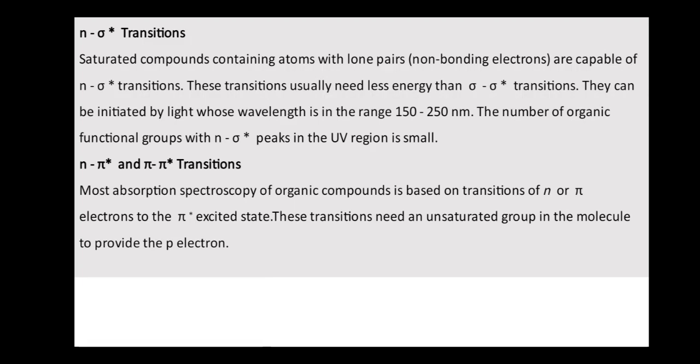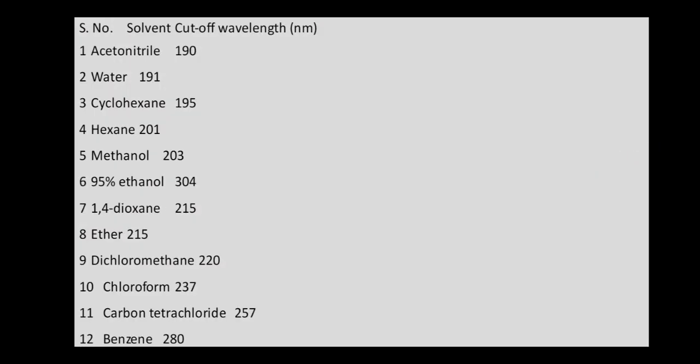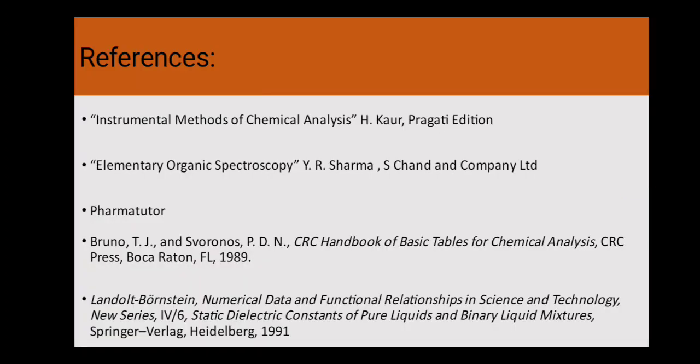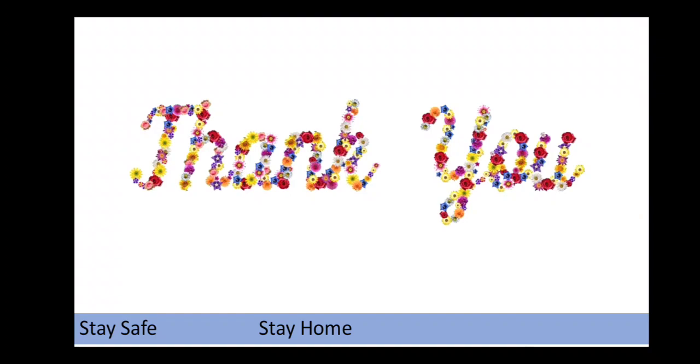Most of the absorption spectroscopy of organic compounds is based on the transitions of these two types, where there is a need of an unsaturated group in the molecule to provide the pi electrons. This was all about the various types of transitions. Now the solvent systems which are used for UV spectroscopy. This is the list of the solvents which are used in UV spectroscopy, and these are the references.